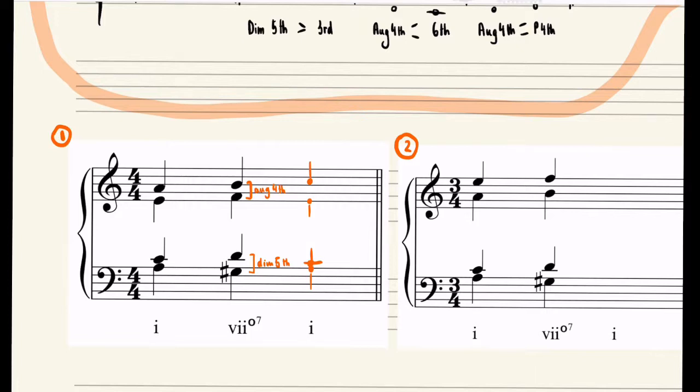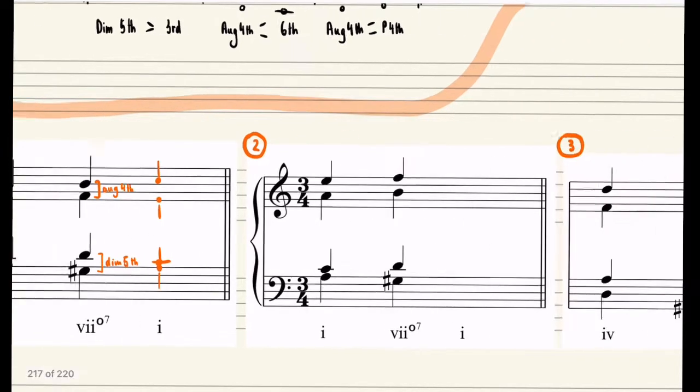We could also do this. Would it be correct? I would in this way double the root. But the thing is that in this case, if my F from here goes up to A, it's no longer moving by step, so it's not good voice leading. So the option with E was much better. Okay, let's move on to the second example.